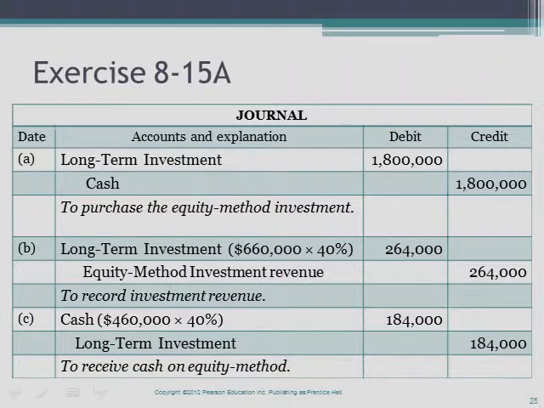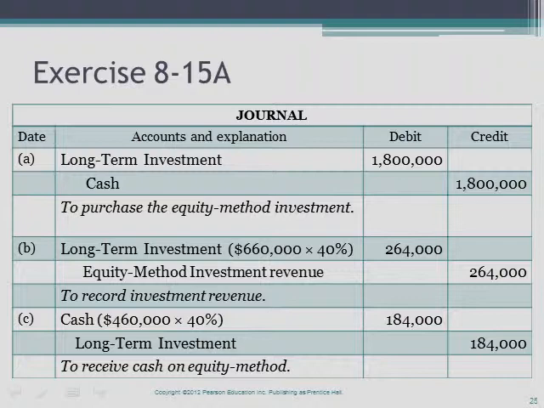We'll use exercise 8-15A. McLeod Corporation owns equity method investments in several companies. Suppose McLeod paid $1.8 million for a 40% investment in Simpson Software Company. Simpson subsequently reported net income of $666,000 for the first year and declared and paid cash dividends of $460,000. So, date item A, we can see records the $1.8 million investment. We simply debit our long-term investment account and credit cash.